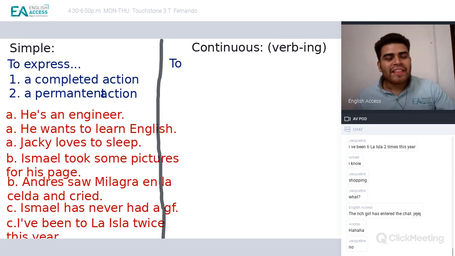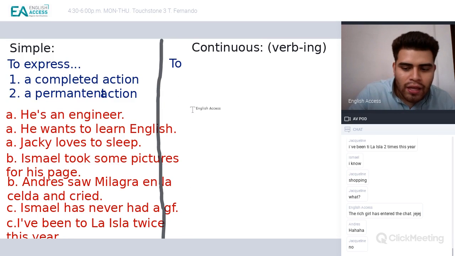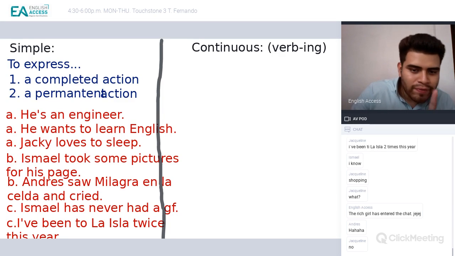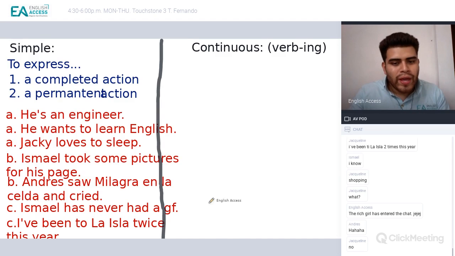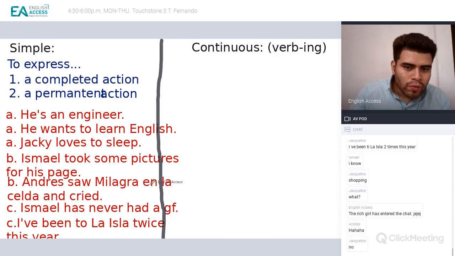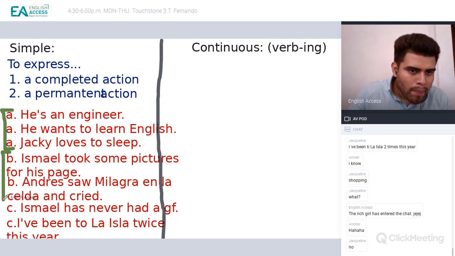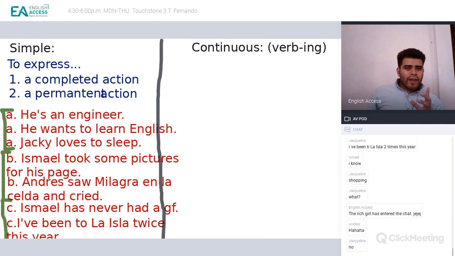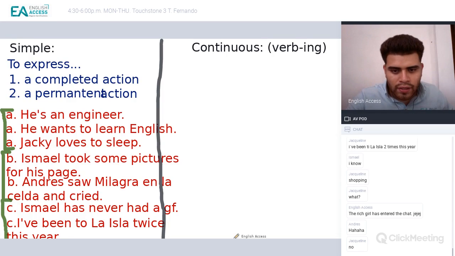All right, now, that is it for the simple. If you notice, we have three different times. We have A, we have B, and we have C. A is the present. B is the past. C, present perfect. Now let's move along to the continuous form.